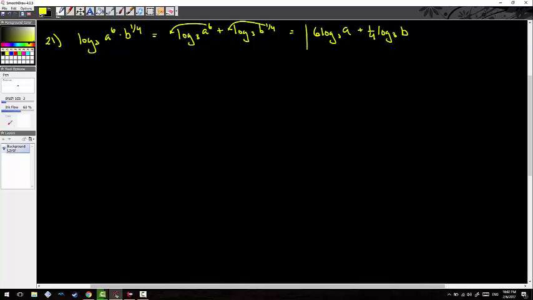And that's really as far as you need to go. You just need to separate them out. That's all you got to do. So those are the instructions for section 4.